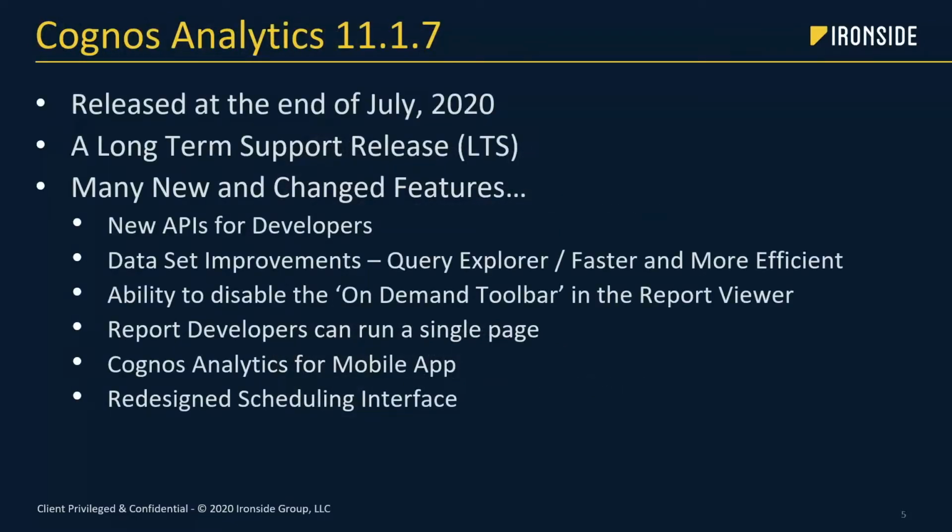Cognos Analytics 11.1.7 was released around the end of July. I think it was the 30th, so it's been out for about a month and a half now. It is considered a long-term support release, or LTS. Basically, that means there will not be an 11.1.8. Whether it's going to be an 11.2 or 12, who knows yet, but my money would be on 11.2. This is the last update to the 11.1 cycle. There will be a number of fix packs, and we're actually going to talk about one of those coming up as part of this presentation.